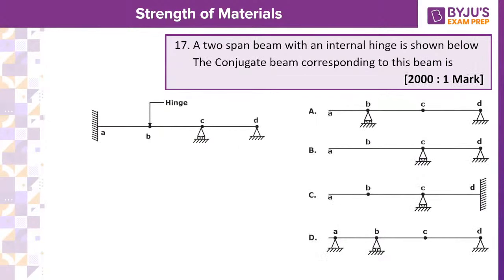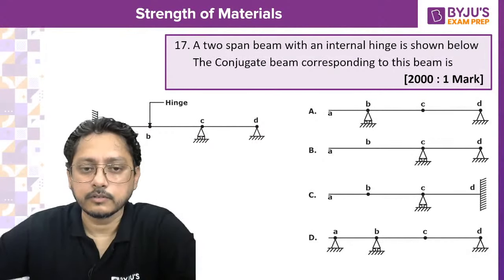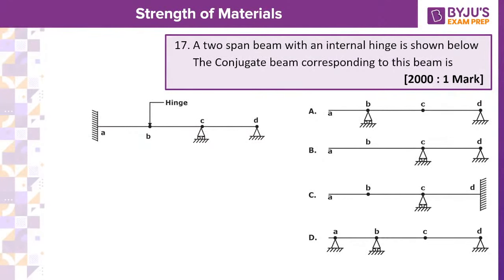What about this one? Now this is from the conjugate beam method, and this is quite the easiest problem, I think. These things you can already calculate. What will be this one? What is the conjugate? Fixed will become free, end hinge will remain end hinge, internal roller will become internal hinge, and internal hinge will become internal roller. So the first one is the correct one, that's all.